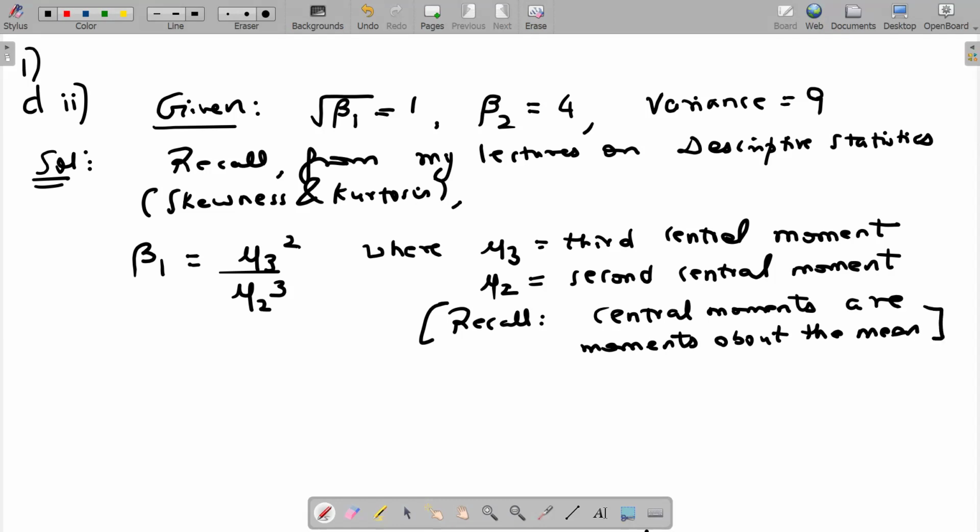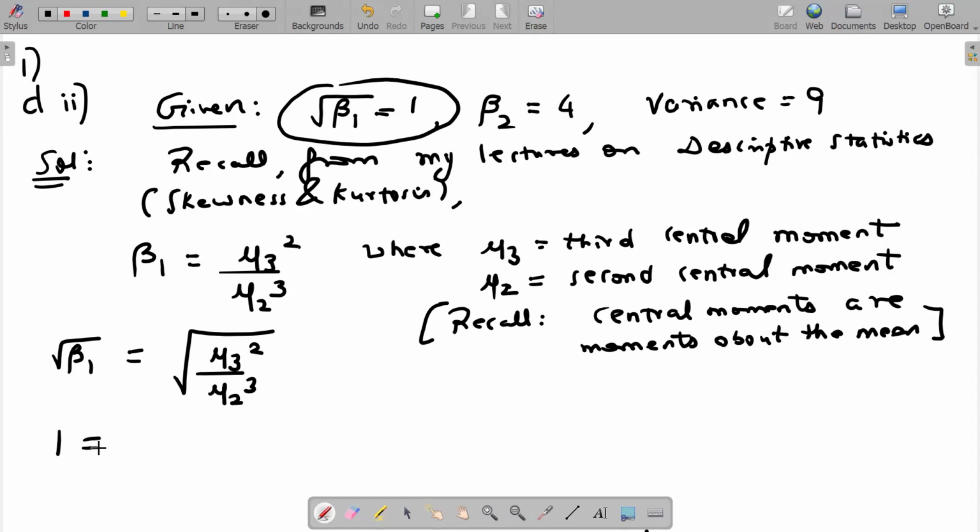Okay, so I can take square root on both sides. So I can say square root of beta 1 is equal to square root of mu3 square over mu2 cube. Square root of beta 1 is how much? 1. So this is equal to mu3 square. If I take the square root of mu3 square, it becomes mu3. And if I take the square root of mu2 cube, it becomes mu2 to the power 3 by 2. So I get mu3 is simply mu2 to the power 3 by 2.